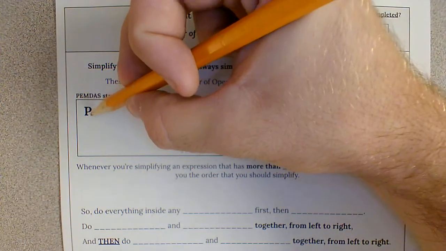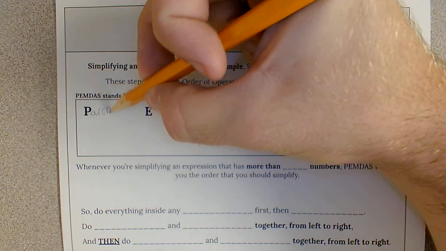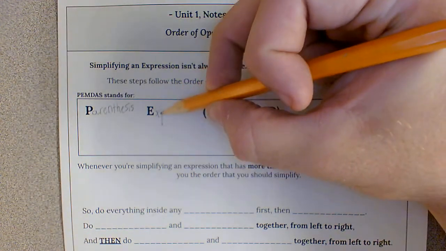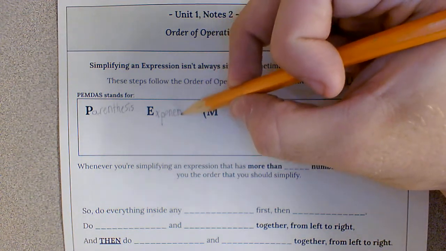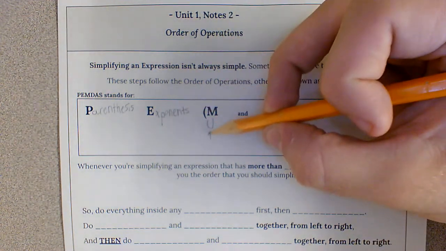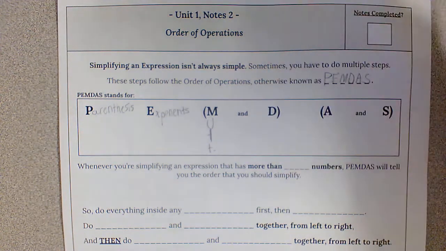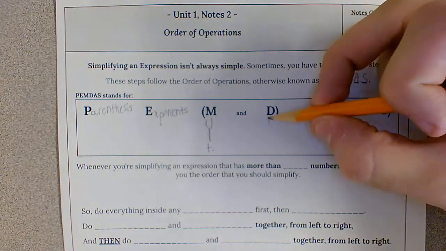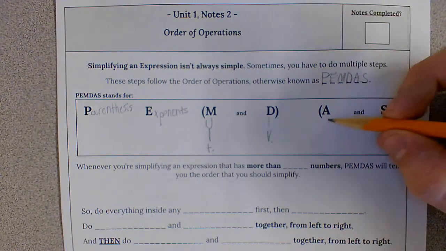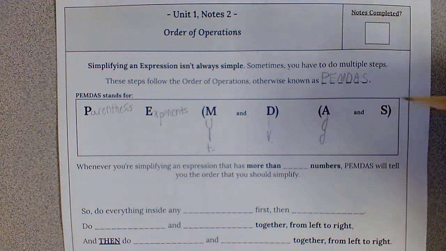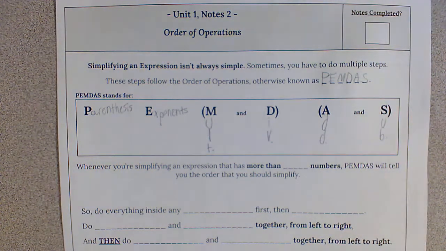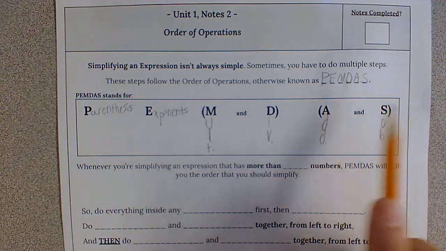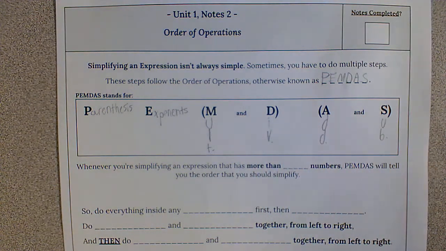PEMDAS stands for parentheses, exponents, multiplication and division, addition and subtraction. I'm abbreviating these because I know you know them. Parentheses, exponents, multiplication and division, and addition, subtraction. These are grouped for a reason. You'll see why in a second.